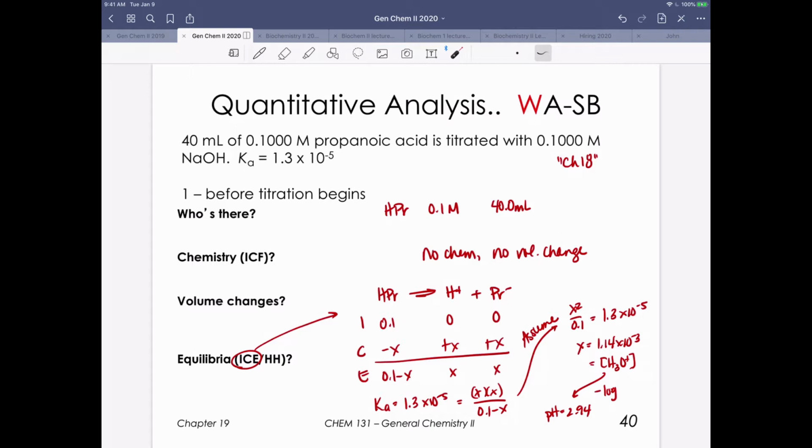No chemistry to consider at this point because we really haven't added any sodium hydroxide, so there's also no volume change to consider. So all we have is a weak acid that's going to dissociate into its conjugate base and some H+. So we set up our ice table like we normally would. We've got 0.1 molar HPR. We make the assumption that we have no H+ or PR- from any other sources.